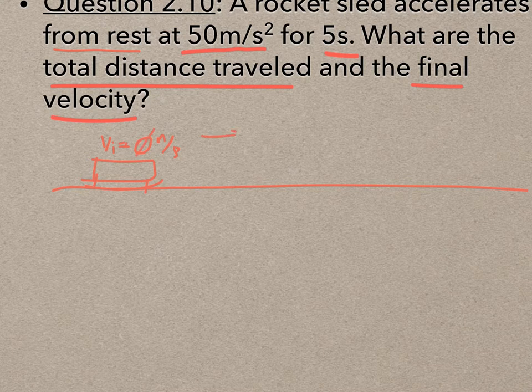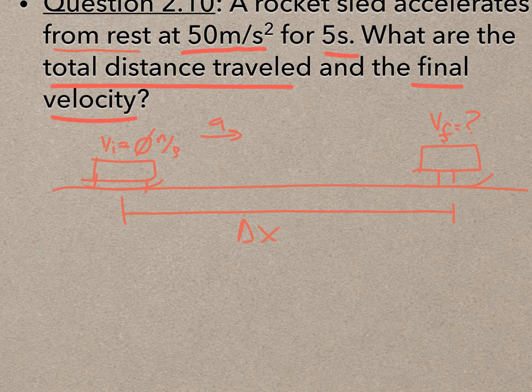It accelerates, and we're just going to assume to the right, and then it reaches some final velocity here, and we don't know what that is. That's one of the things we're going to solve for, so I'll put a question mark. The other thing is that it has some displacement. It says distance, but since we're going in a straight line, my distance and displacement are the same. This thing's not going back and forth or anything. And the other information I know is that there's a time interval of 5 seconds.